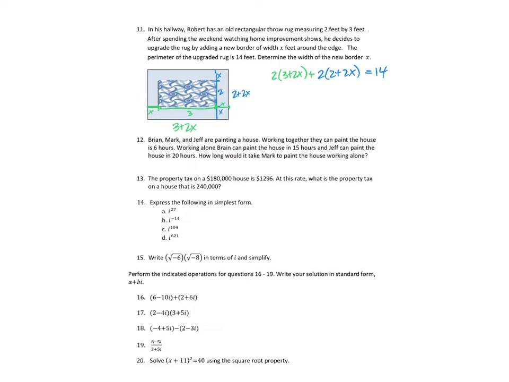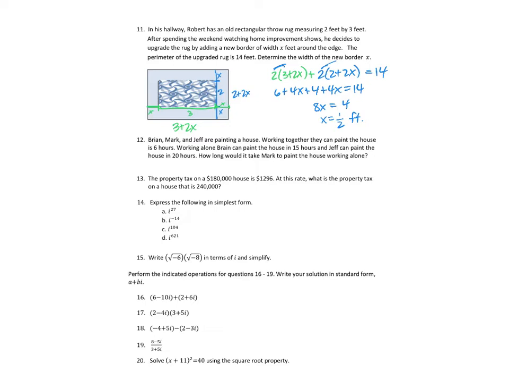And so I can distribute those things. So distribute that 2, and I get 6 plus 4x plus 4 plus 4x equal 14. And so I get 8x is equal to, when I subtract the 6 and the 4 over, I get 4. Divide by 8, x is equal to 1/2 of a foot.